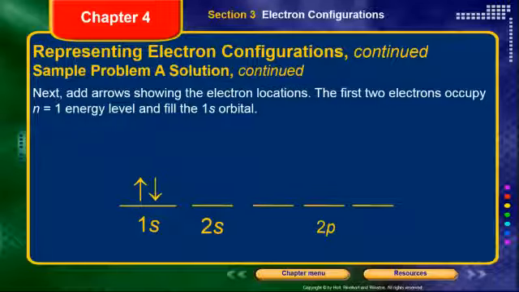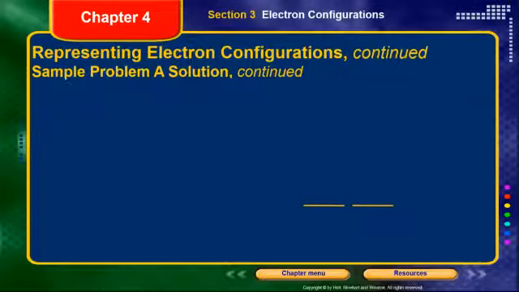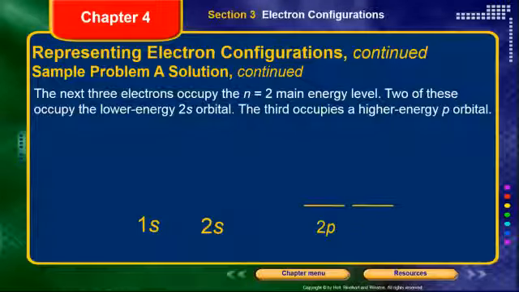Moving on. Next, add arrows showing the electron locations. Now, the first 2 electrons that we fill are going to fill in the n equal to 1 energy level. And the only orbital we have in that energy level is 1s. So we add an electron of upspin, an electron of downspin, and we move on to n equal to 2. That's going to take all of the rest of our electrons.